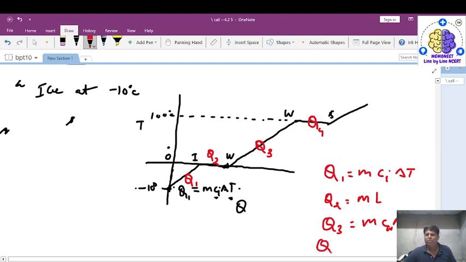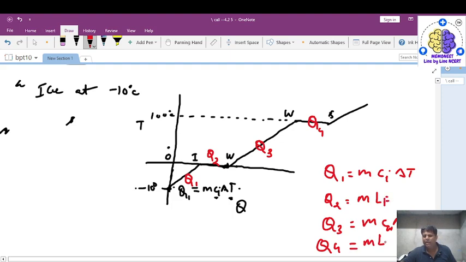Then again, Q4 is the amount of heat required to change water at 100 degrees centigrade to steam at 100 degrees centigrade. So Q4 will be equal to M into L, right? That is, this was the latent heat of fusion.